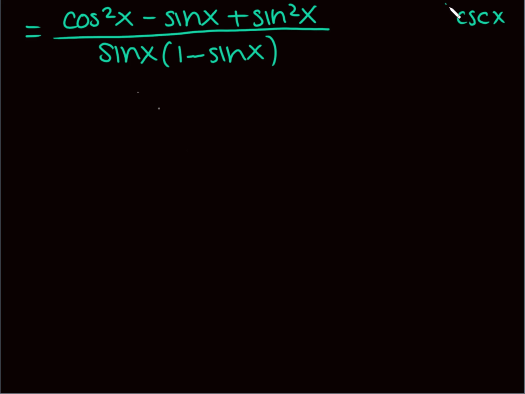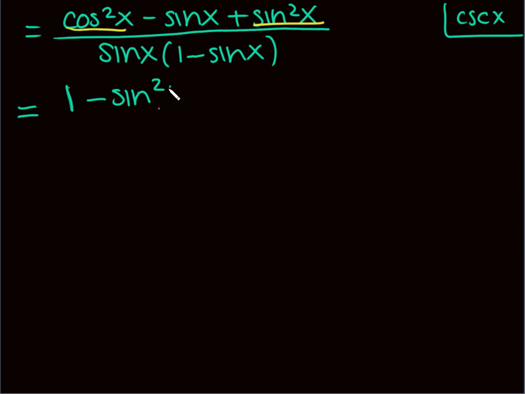Let's keep our eye on the prize. We want to get to cosecant x. I really want this 1 minus sine x to cancel so that I have 1 over sine x, which is cosecant. And you guys, it's so great. What is cosine squared plus sine squared, people? That's 1. So on the numerator, the cosine squared plus sine squared, those together become 1.